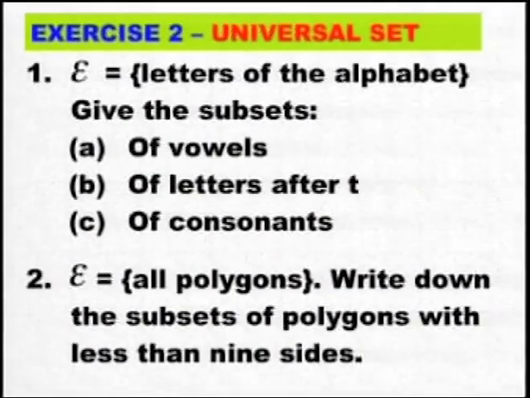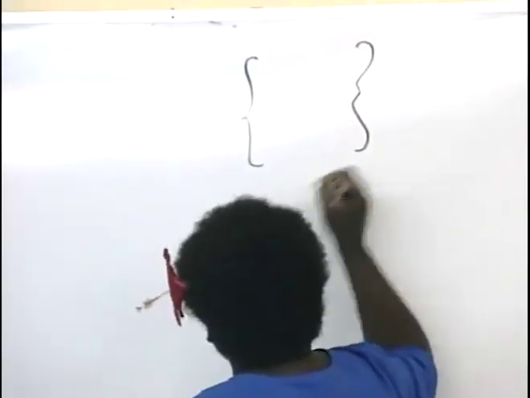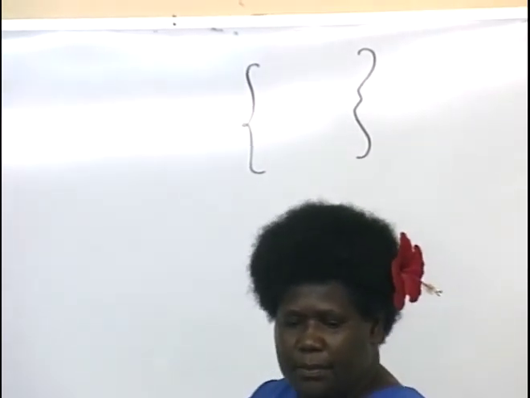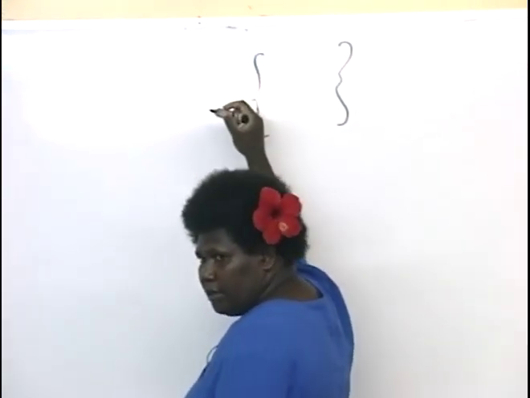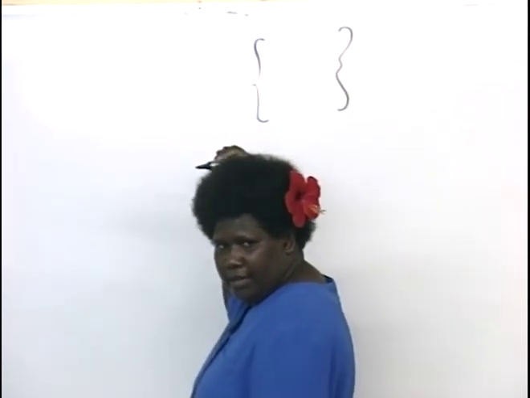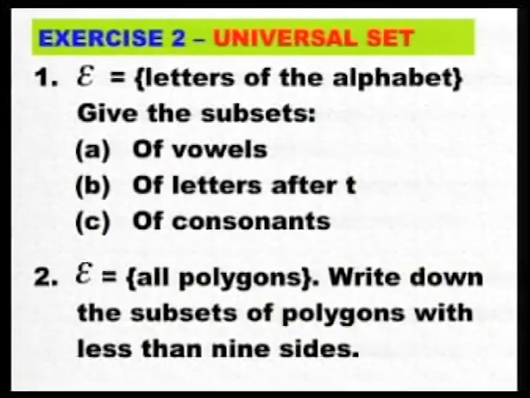The first set should be all the triangles, because it says write down the subsets of polygons with less than 9 sides. For triangles, you should have an equilateral triangle, a scalene triangle. Subsets means more than one subset. So you're not just going to come up with one subset and say triangle, quadrilateral, pentagon, hexagon. It says subsets, which means different sets.